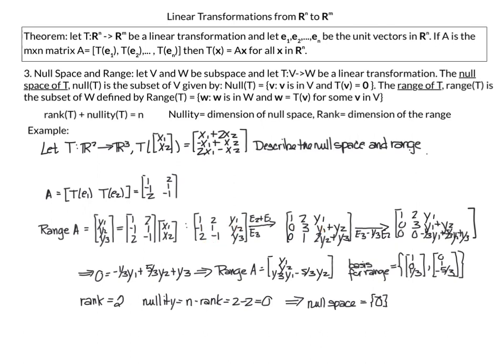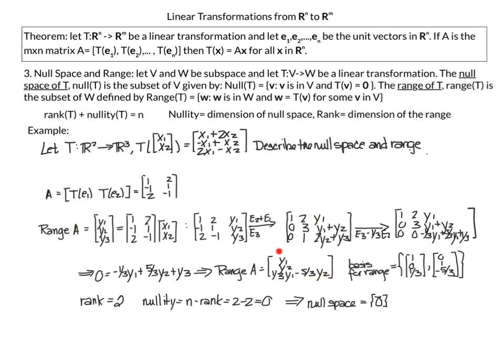And then I do my row operations, and I get this row equivalent matrix, which tells me that 0 is equal to minus 1/3 y1 plus 5/3 y2 plus y3. So solving for y3 in terms of y1, y2, that means my range is y1, y2, those are my free variables, and y3 is equal to 1/3 y1 minus 5/3 y2.